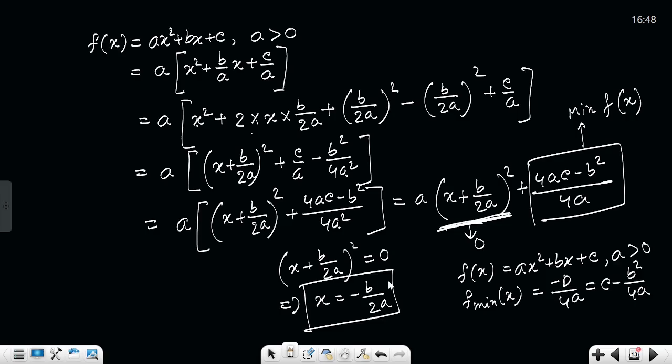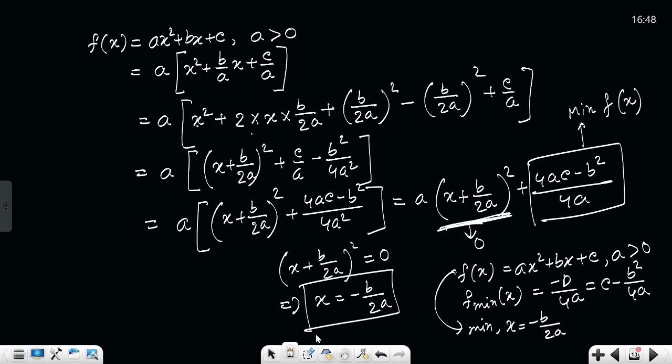Right? And what we got? We got that this f(x) will attain the minimum value when x is equal to minus b by 2a. This f(x) will attain the minimum value when the value of x is minus b by 2a. Okay, remember these two things.